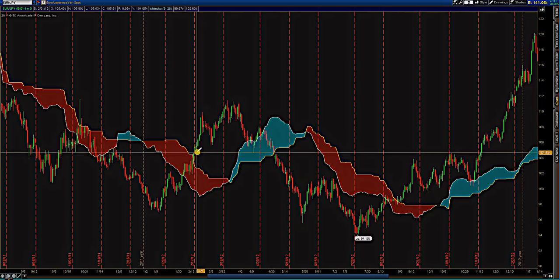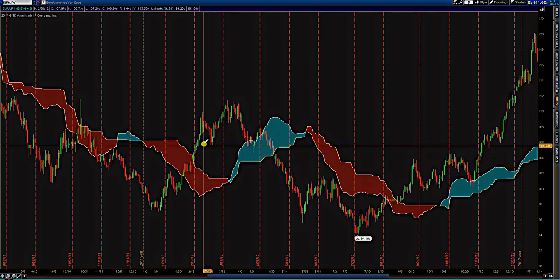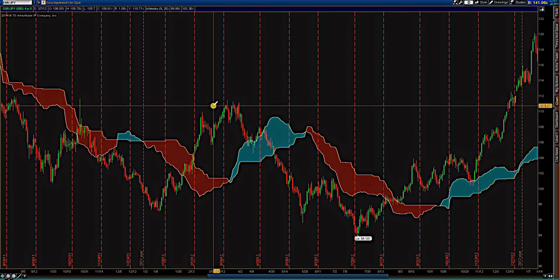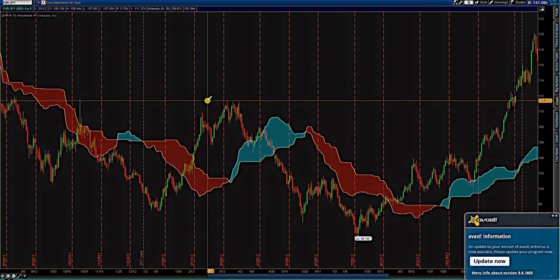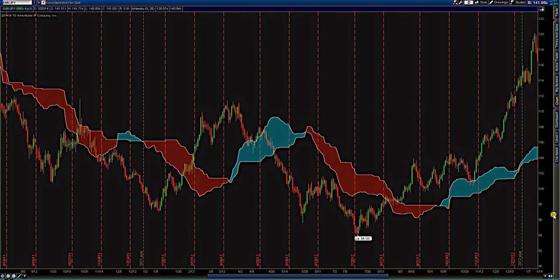Alright, so in this case, as you could tell, we had an uptrend. Price broke above the cloud, and this was last year in February, basically around 104.80. Price climbed all the way towards 111. Alright, so that's a 700 pip gain.